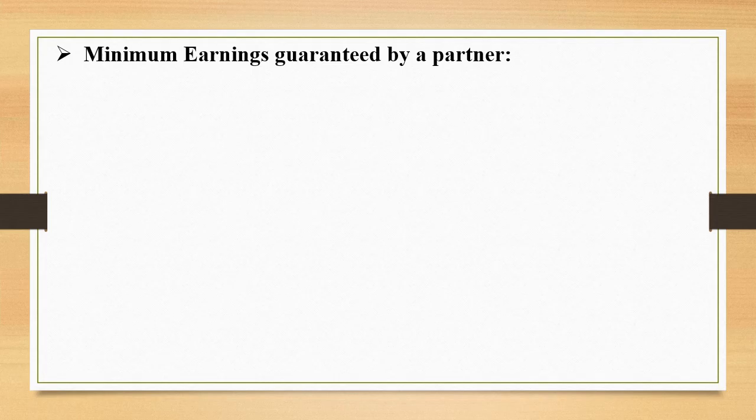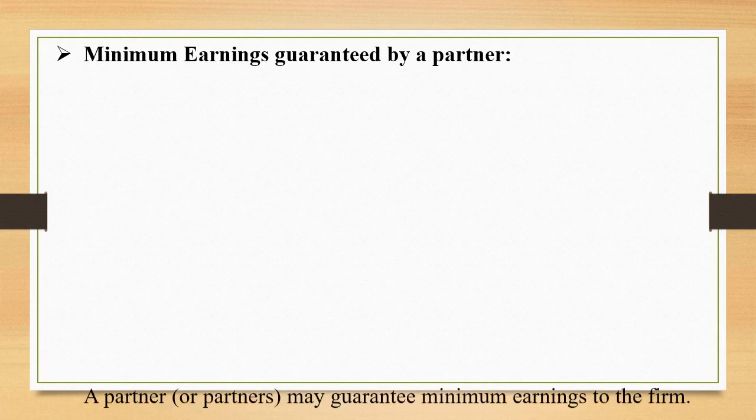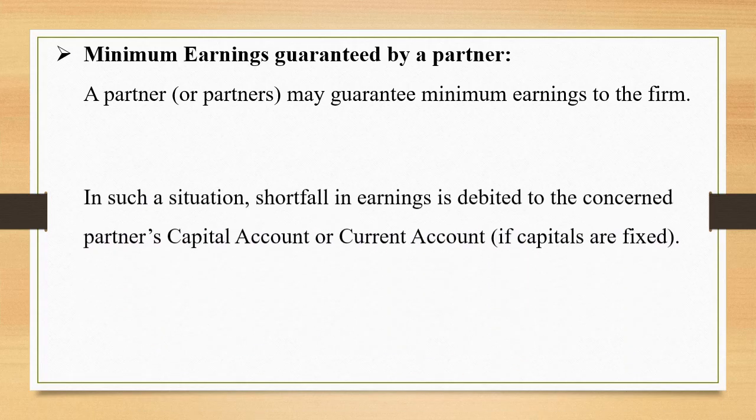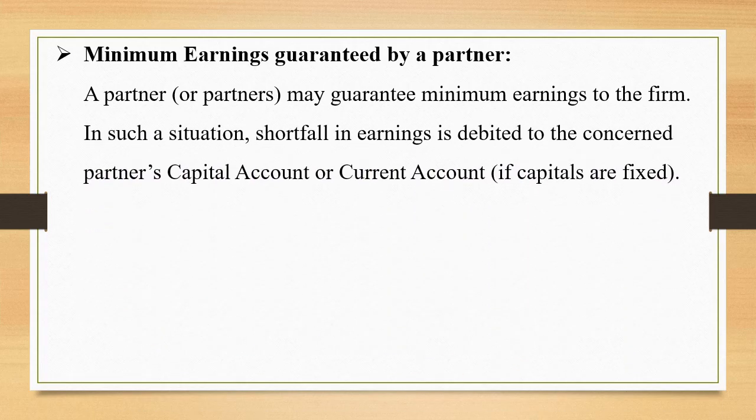Minimum earnings guaranteed by a partner. This is a reverse case. A partner has given a guarantee to the firm of the minimum profit. In such a situation, the shortfall in earnings is debited to the concerned partner's capital account, or current account if they maintain a fixed capital method.